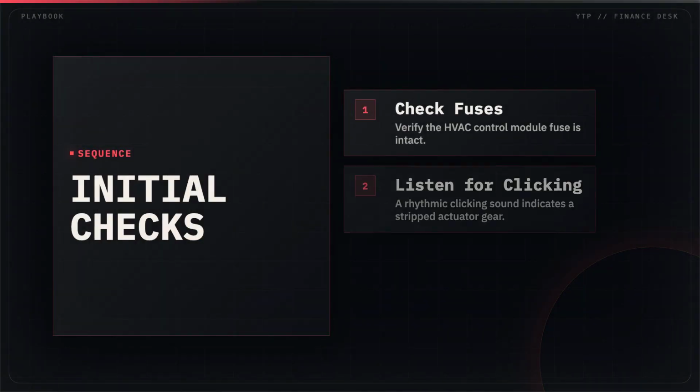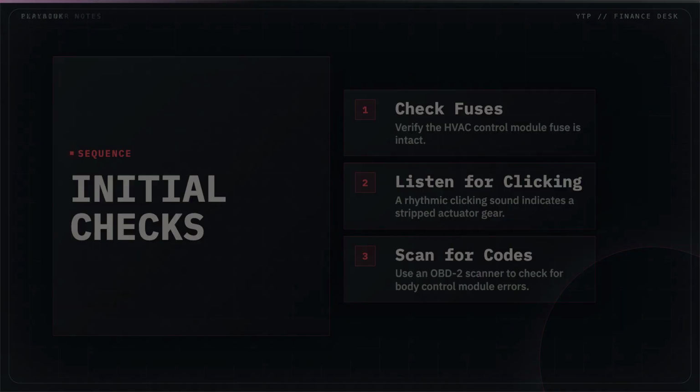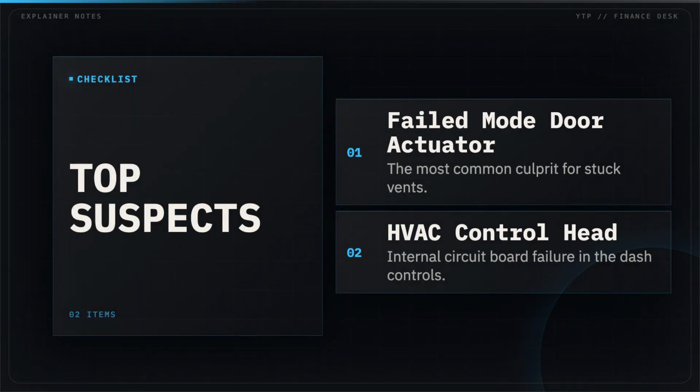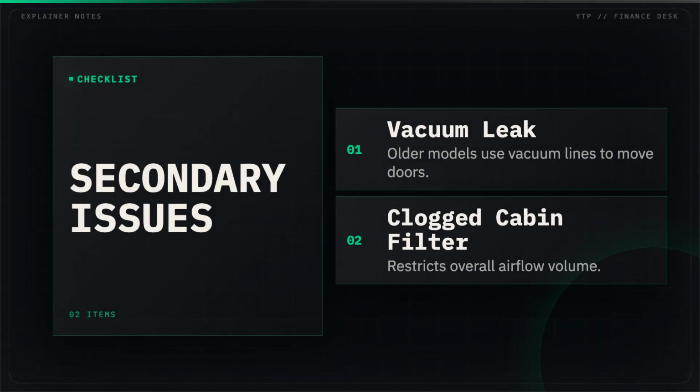Start by checking for blown fuses, listening for clicking sounds behind the dash, and scanning for body module error codes. The mode door actuator is your primary suspect, though the climate control head unit itself can also fail internally. Don't overlook simple things like a clogged cabin filter or vacuum leaks on older model years.